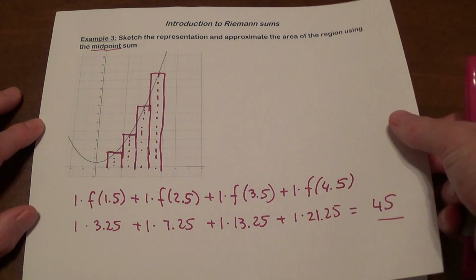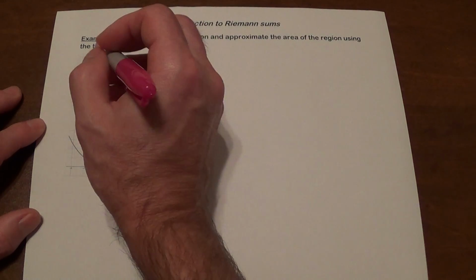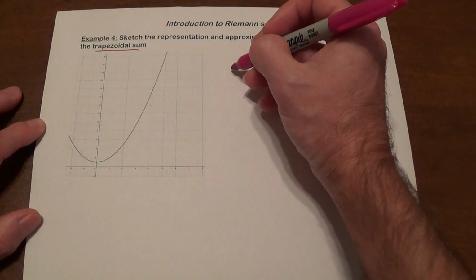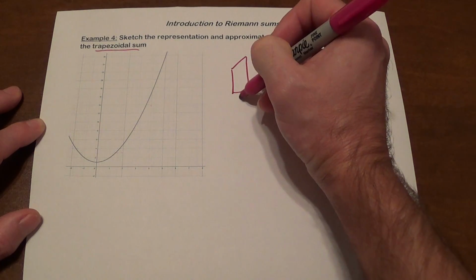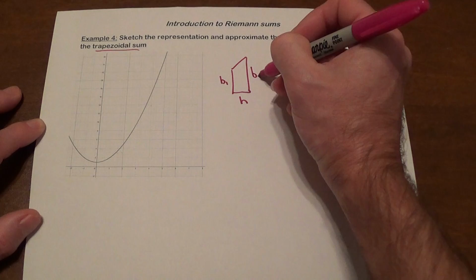Alright? And our last example is going to be a trapezoidal sum. What you need to understand here is that your trapezoids are going to look like this. This is going to be the height, this is going to be base 1, and this is going to be base 2.